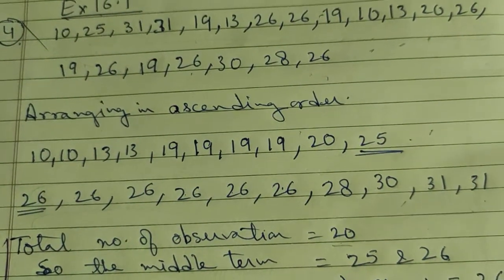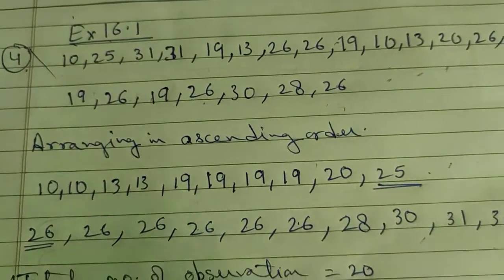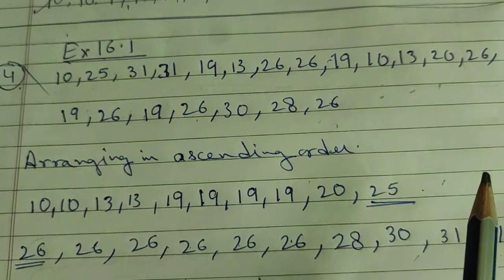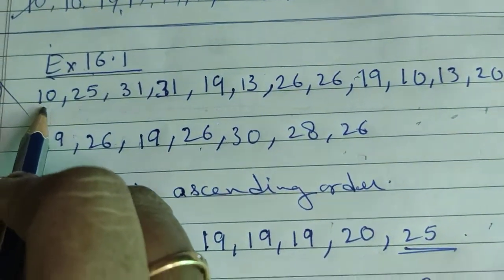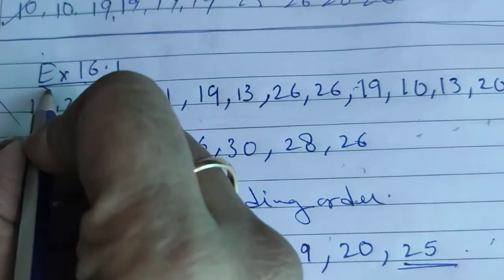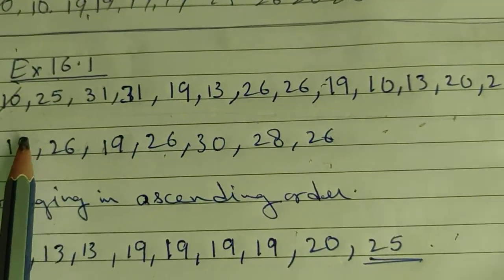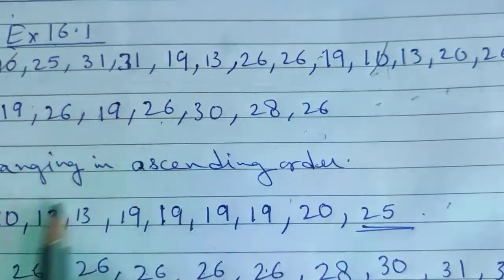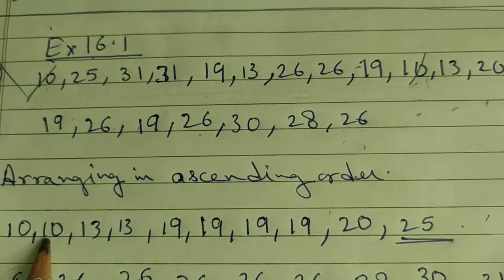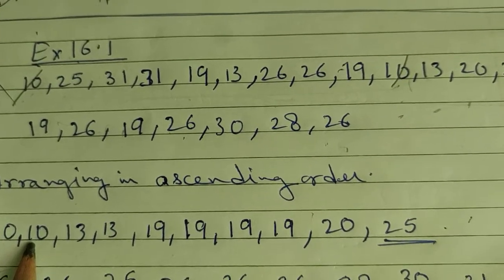While arranging in ascending order, the best way to not get it wrong is this. You see here, the first number is 10. I have written 10 here and cut this 10 out. Then you find if there is any more 10. There is one more 10. Cut this and write it down here. I have written it already, so I am not writing it again.